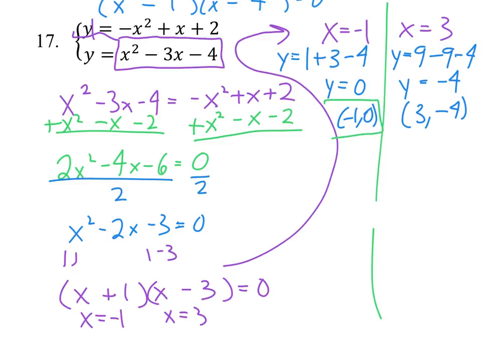Those two solutions. Again, probably worth your time to double check that in the other equation. Make sure that you do get negative 1, 0. You do get 3, negative 4. I did that earlier, and this has already been like one of the longest videos of all time.